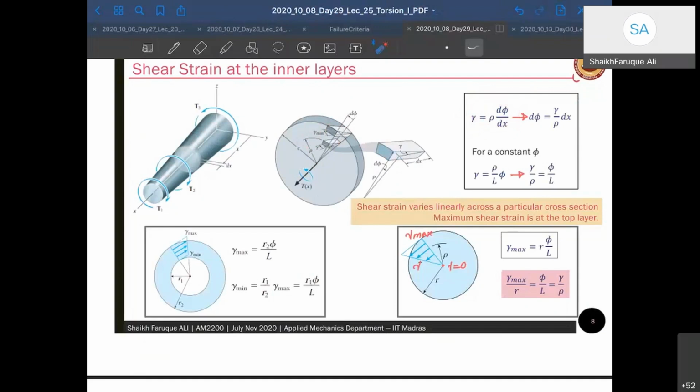So for a constant phi, you will get gamma equal to rho phi by L. And this is the formula that you get. It's an interesting formula that gamma by rho is equal to phi by L. All right. So gamma by R, you have to find out from this. So that will be gamma max by R.